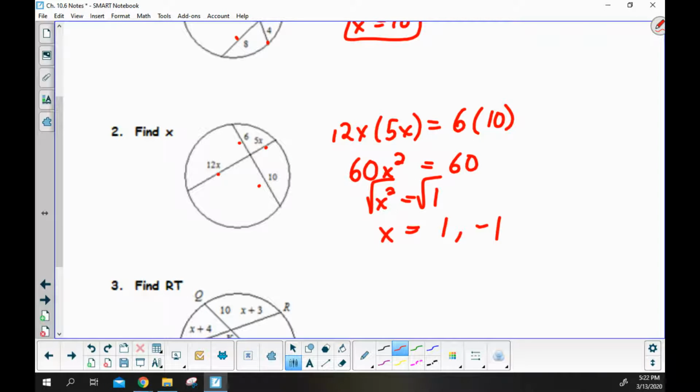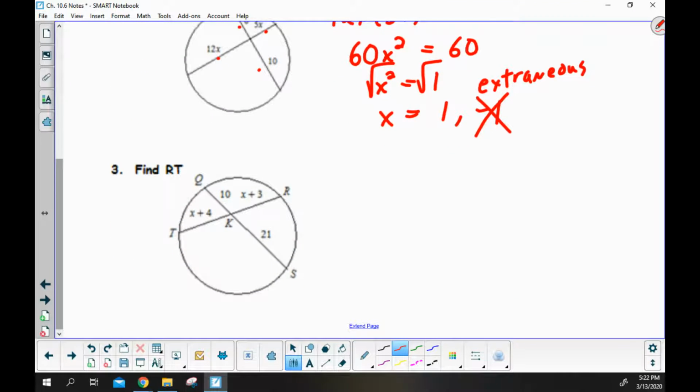However, you got to make sure that your answers work in the actual reality. So positive 1 works. It gives you 12 and 5. But if you plug in negative 1, that gives you negative 12 and negative 5. So this is what we call an extraneous solution. It's a solution to the problem, but it doesn't actually work when the problem is set forward. Because again, we cannot have negative length. So you can't have negative 12 and negative 5.